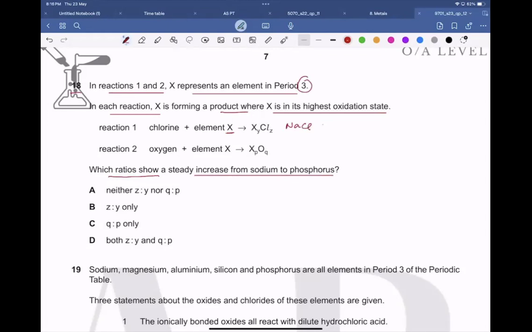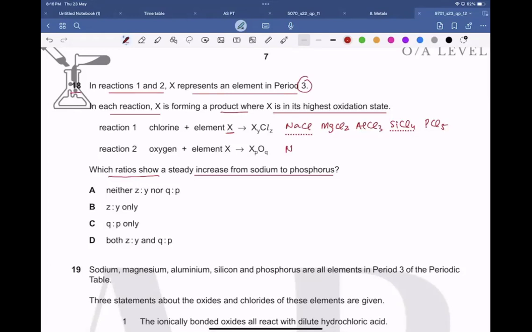And if X is Mg, so it's MgCl2. If X is aluminium, so AlCl3. If X is silicon, SiCl4. If X is phosphorus, so PCl5. Is this understandable? In the same way, if X is sodium, so it's Na2O.